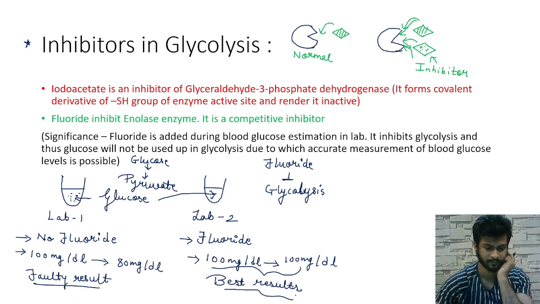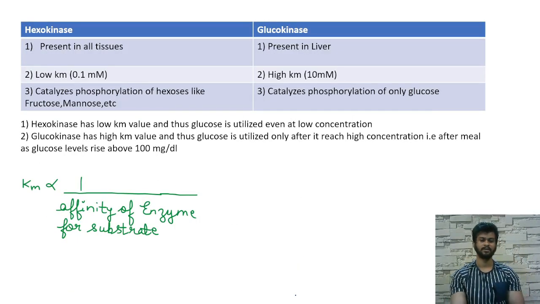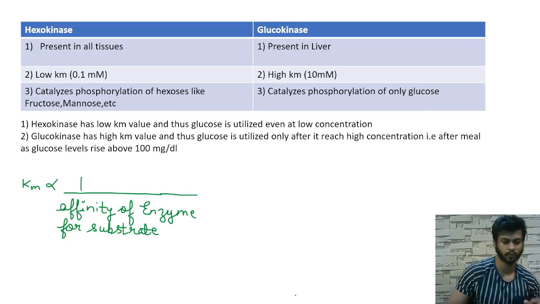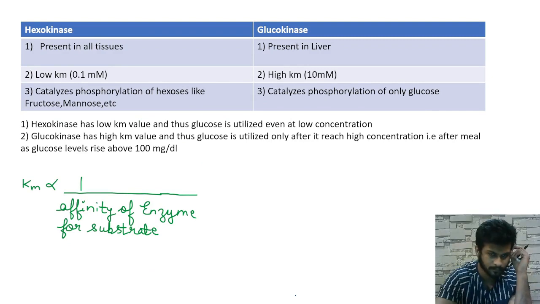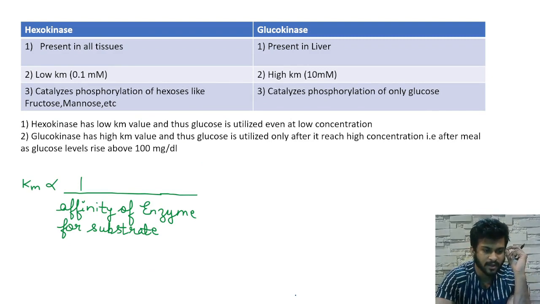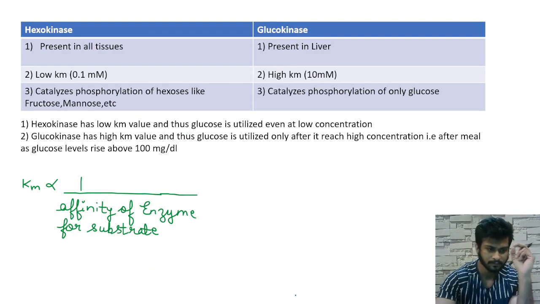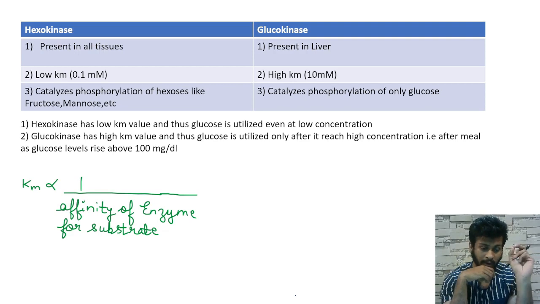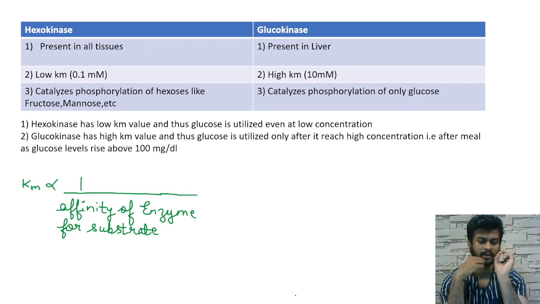Easy? Okay. This slide is also very important because questions are asked from here. Hexokinase is present in all tissues. Glucokinase is present in liver. Hexokinase enzyme has a low Km value of 0.1 millimolar and glucokinase has a high Km value of 10 millimolar. Hexokinase catalyzes the phosphorylation of hexoses like fructose, mannose, etc. Glucokinase catalyzes the phosphorylation of only glucose.